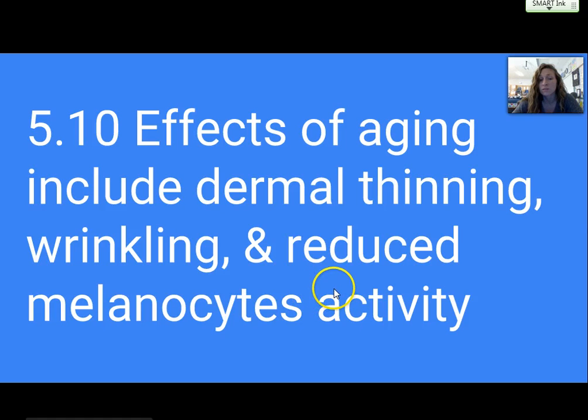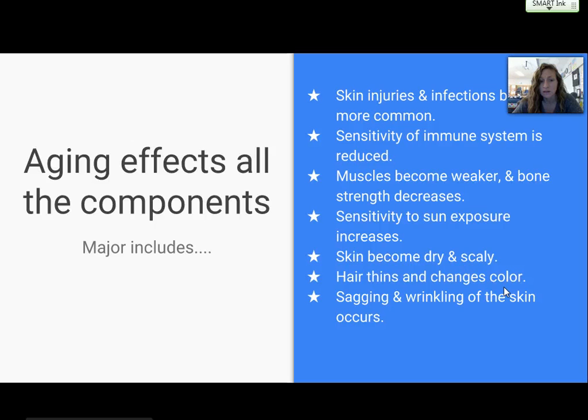Lastly, section 10, effects of aging that include dermal thinning, wrinkling, and reduced melanocyte activity. So some of the major components are skin injuries and infections become more common, as well as the sensitivity of the immune system is reduced, our muscles become weaker, and bone strength decreases. Our sensitivity to sun exposure increases, skin becomes dry and scaly due to glandular production decreasing. Our hair thins and changes color, again because of that lack of melanocyte activity, and sagging and wrinkling occur as well. Would it be a bad idea to write down some details about these from your textbook as well?